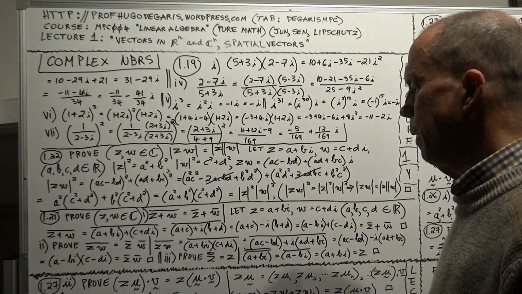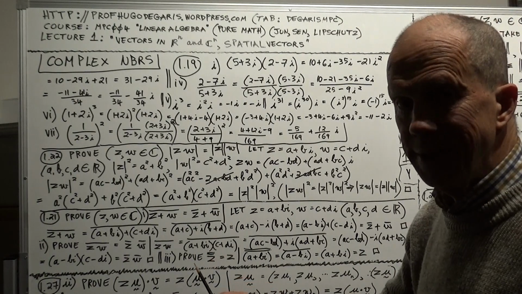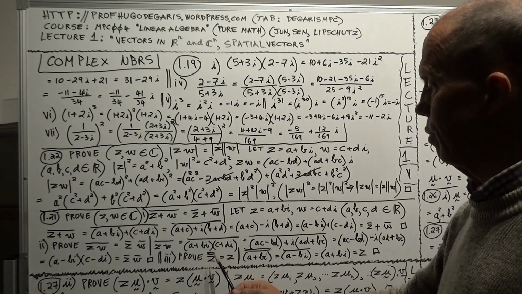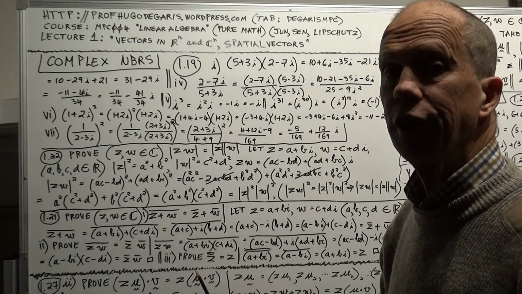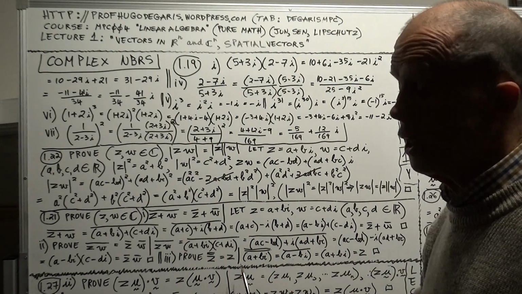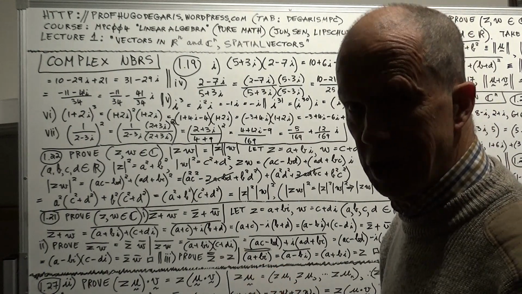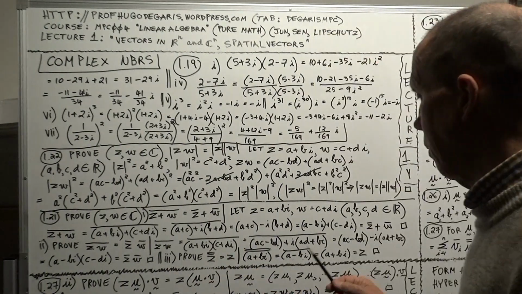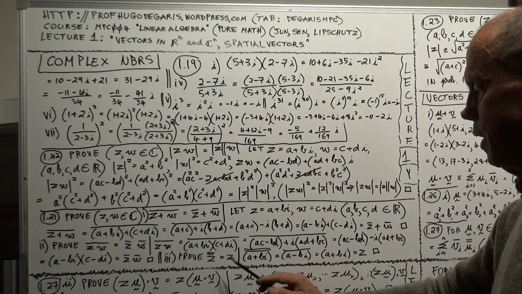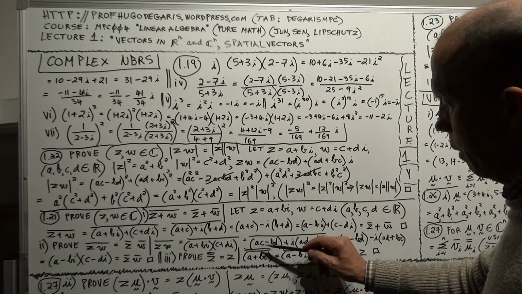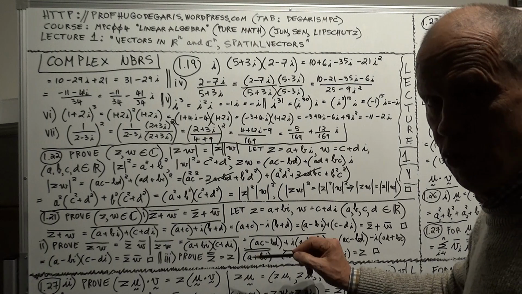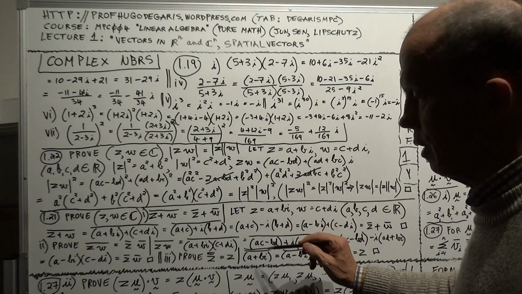Okay, part 3. This one's pretty easy. You're asked to prove that the conjugate of the conjugate of a complex number is just the complex number. In other words, these two conjugates cancel each other in a sense. Well, pretty easy. So z is just a plus bi as usual, but with a double conjugate, so two bars above it. We're going to conjugate the conjugate.